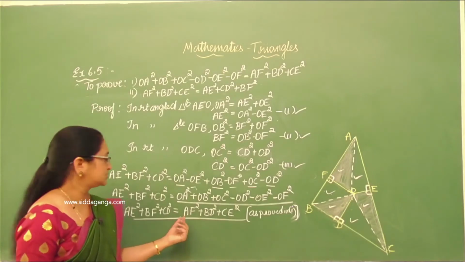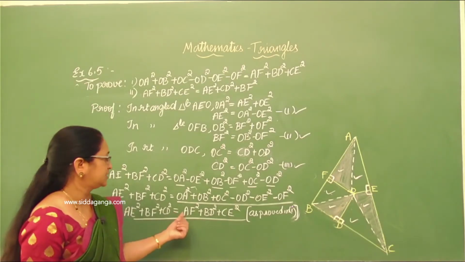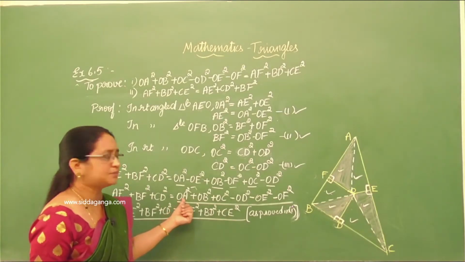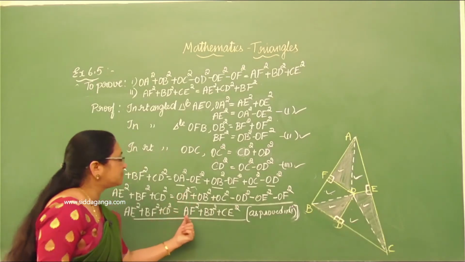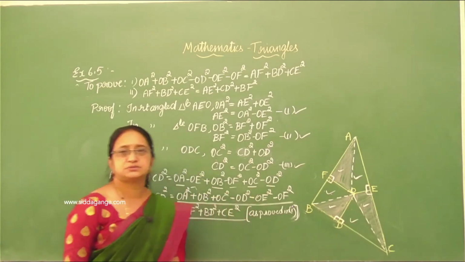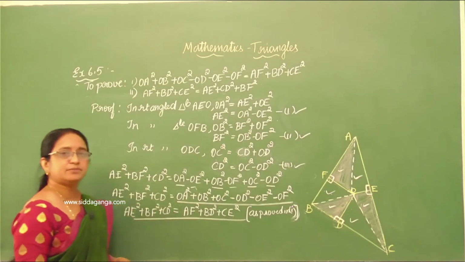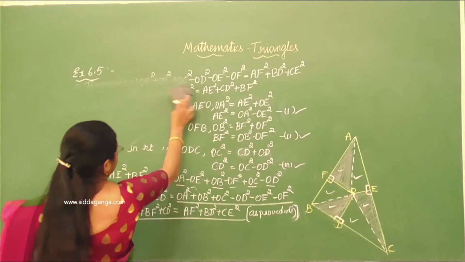Okay. So AF square is the side of the right angle triangle. Here OA square is present and also OF square is present. So you can replace these two by AF square. Like that also you can rearrange. I hope it is clear now. Okay. So let us move on to the next, a very interesting problem.